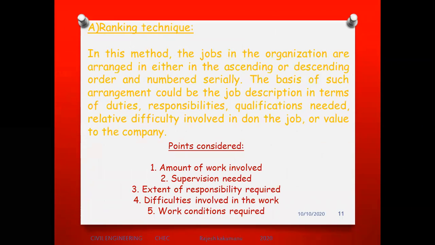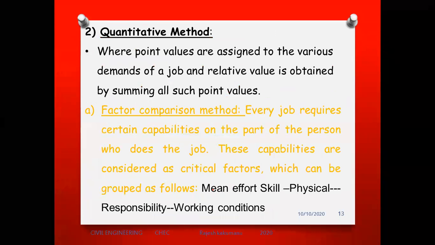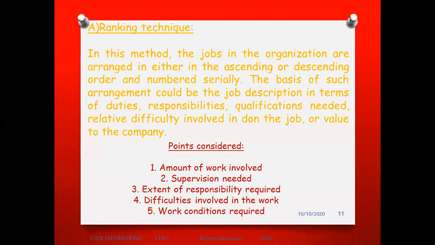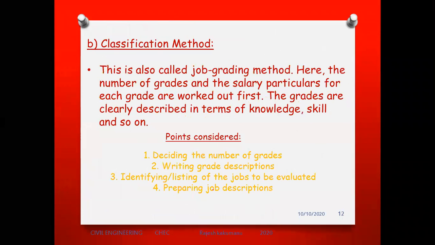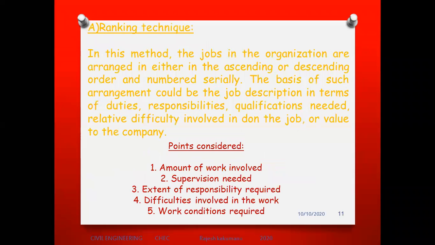In this qualitative method, you have two types of qualitative methods. One is the ranking technique method, the other one is the classification method. So what is the ranking technique? Here, the jobs in the organization are arranged in either ascending to descending order or descending to ascending order. So they are giving the rank, right?